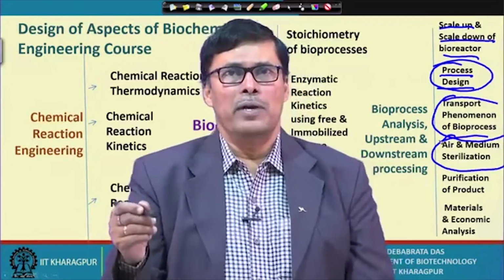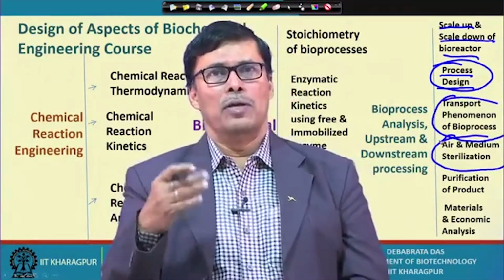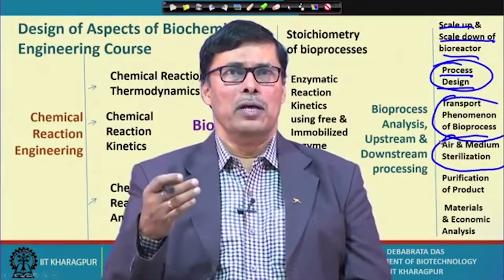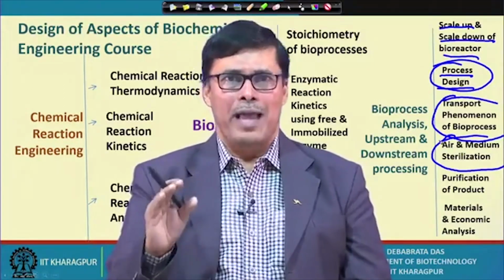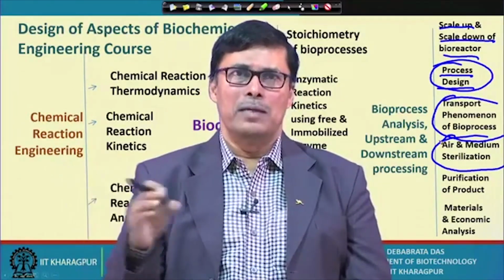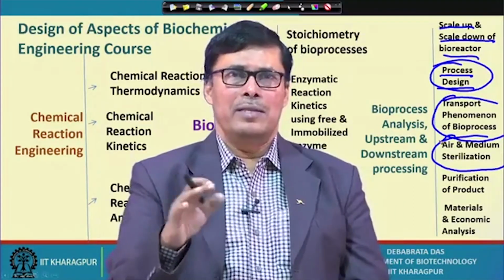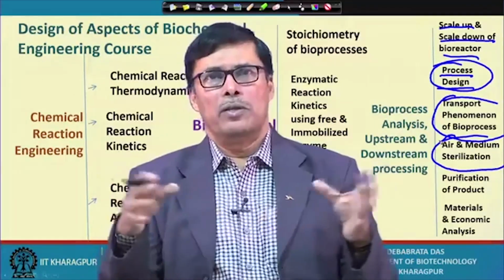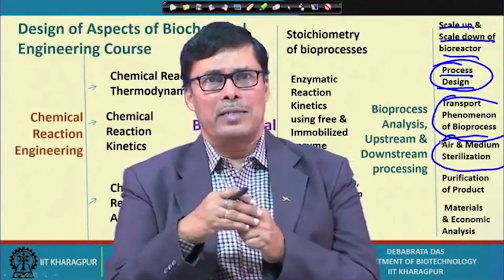One is air and medium sterilization. Air sterilization: how we can do the air sterilization. I told you that two types of air are to be sterilized. One is called stagnant air, another is moving air. Suppose we sparge the air through the bioreactor, that is the moving air. And stagnant air means, suppose we want to do some kind of operation in this particular room, then the room is to be sterilized, that is the stagnant air.